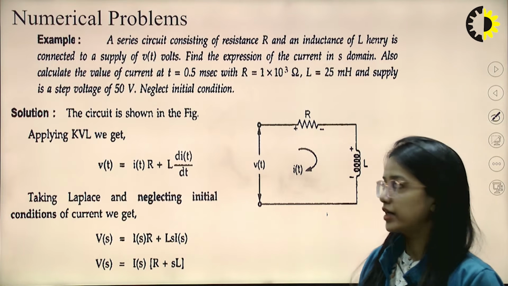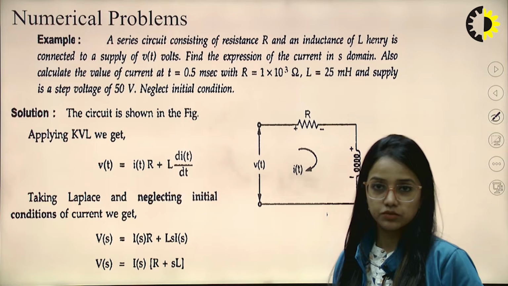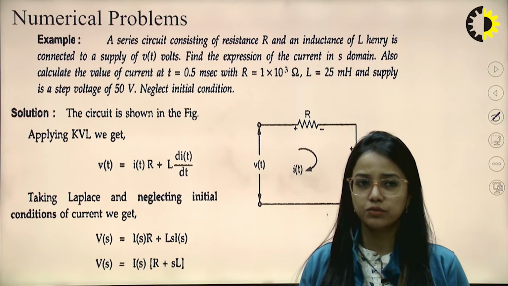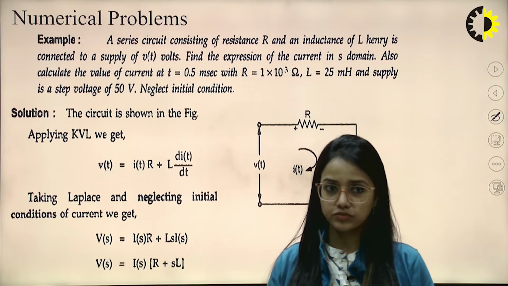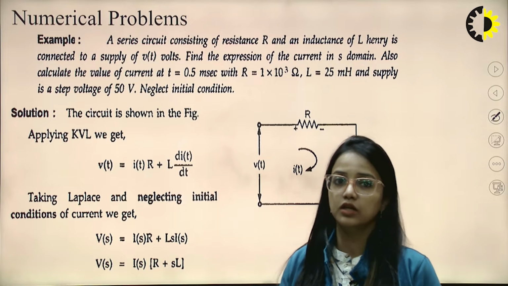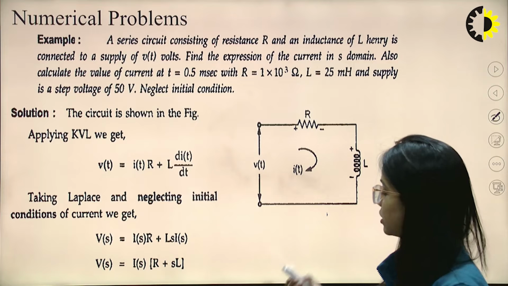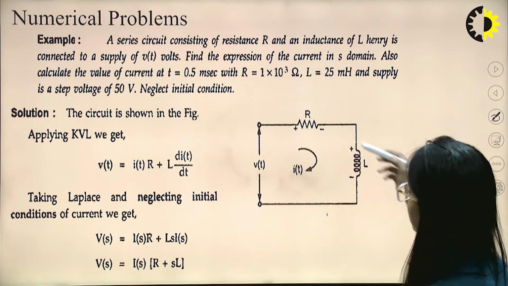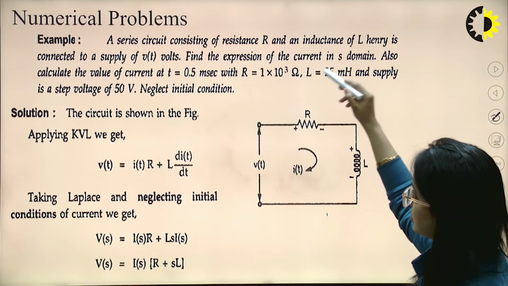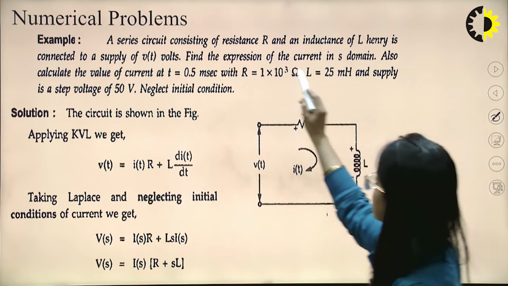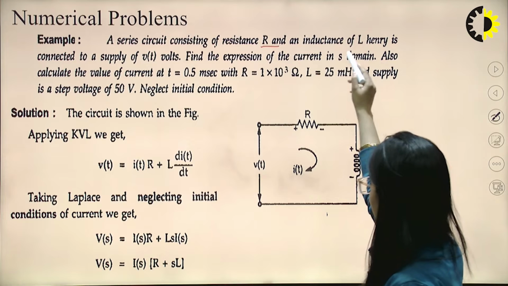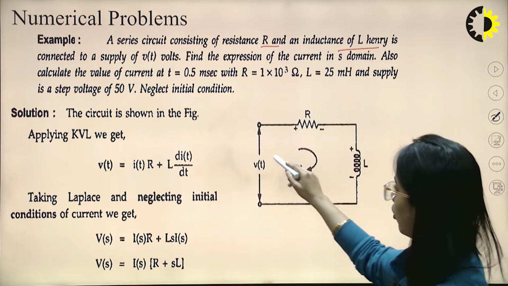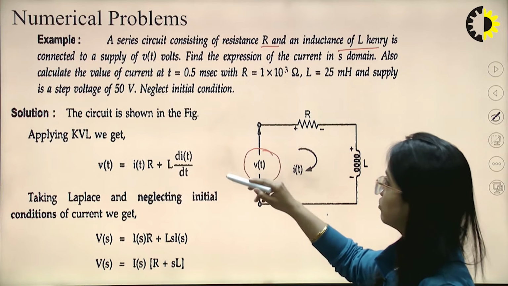What happens to the response of a system when time is changing? Before heading into second order systems, we have obviously studied first order systems. We are going to solve some basic numericals based on time response. In this numerical, there is an electrical network, a series circuit consisting of a resistance R and an inductance L. It is connected to a supply of voltage Vt.